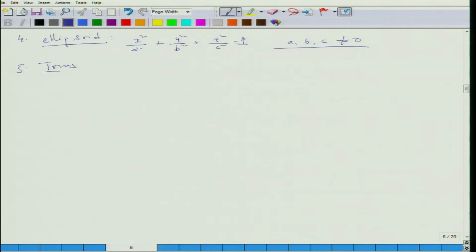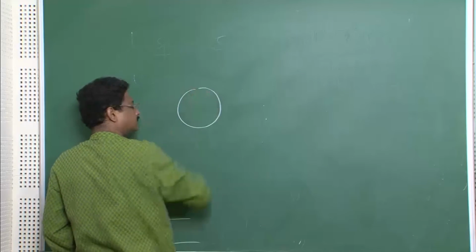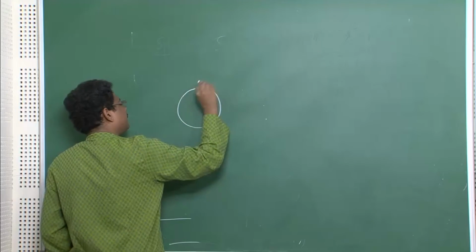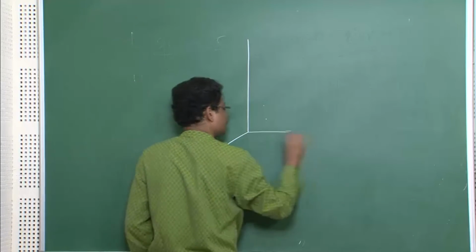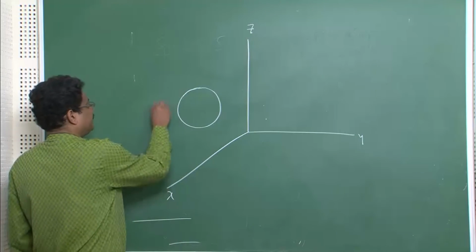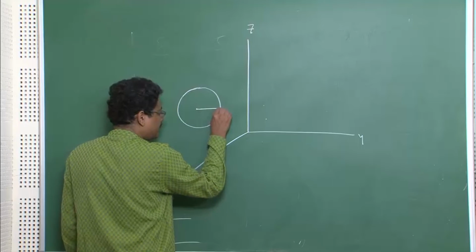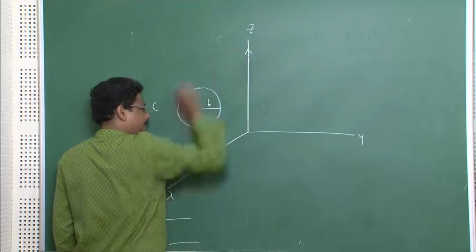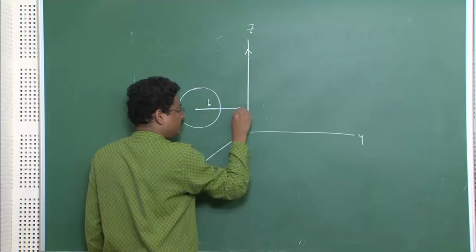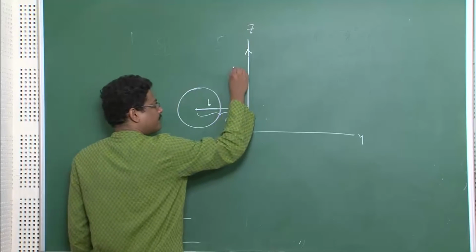Then there is the torus. How do you generate a torus? Okay, let me do it here on the board. So, you take a circle, let us for the sake of convenience, take the circle on the xz plane. So, the circle has radius b, this is the z axis, the distance from the center of the circle to the z axis is a, and I rotate this fellow.